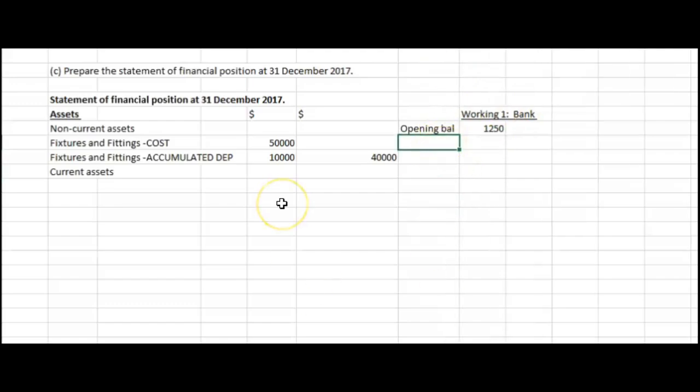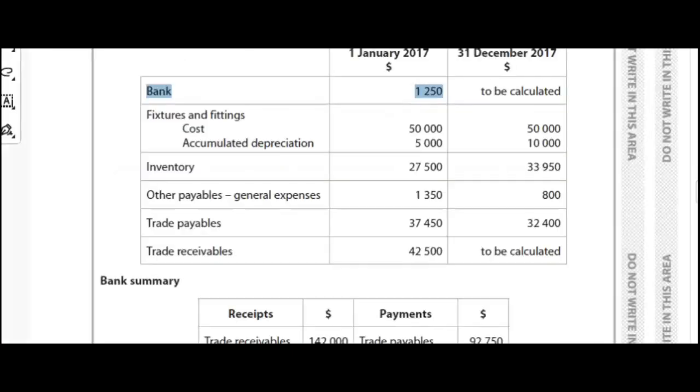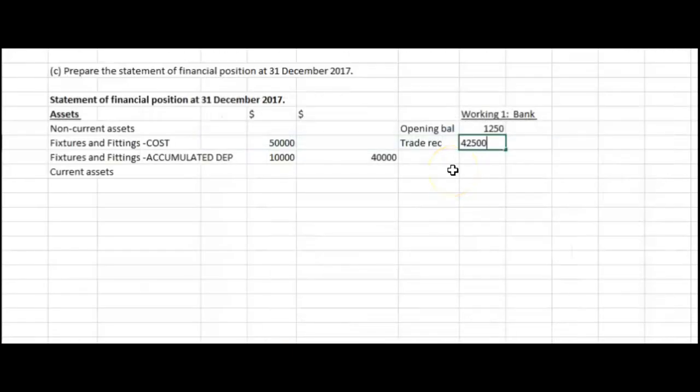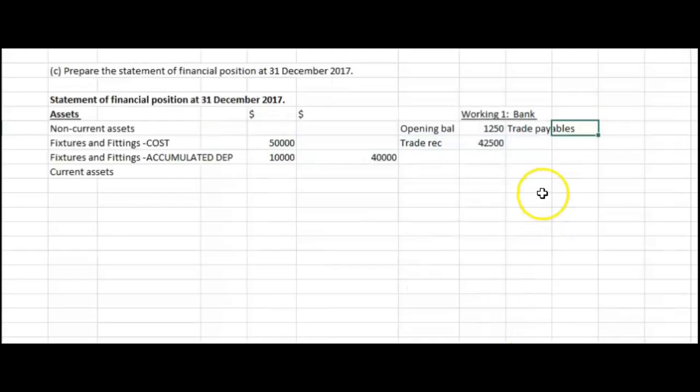All receipts go on the debit side. This includes cash received from trade receivables. There's a small mistake here where I wrote the closing balance of trade receivables instead of the actual cash received. Don't worry, we'll correct this in our workings. All payments go on the credit side. These include trade payables of $92,750, drawings of $18,700, and general expenses of $34,500.